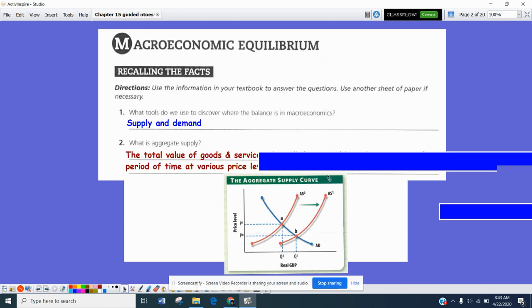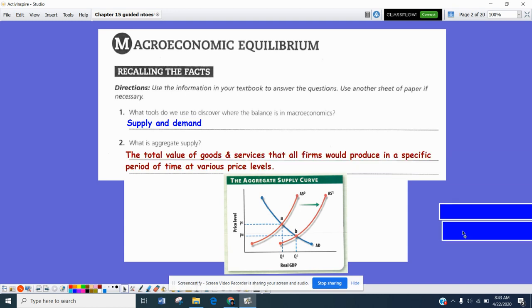So aggregate supply is the total value of goods and services that all firms would produce within a specific period of time at various price levels. So rather than just one firm, we're looking at all the firms. So if we look at our supply curve, this would be the red. As you can see here, we have our aggregate supply. This is our original supply curve.